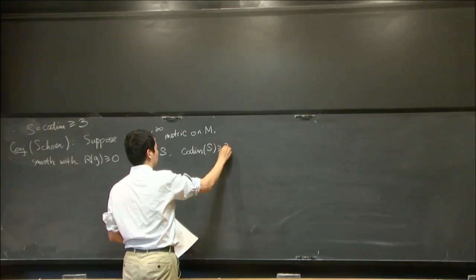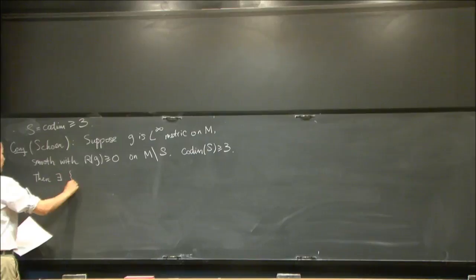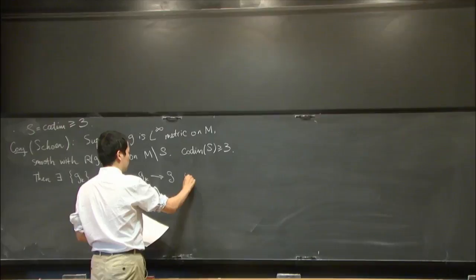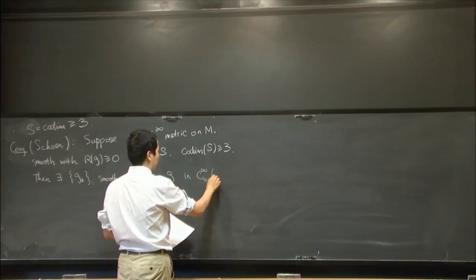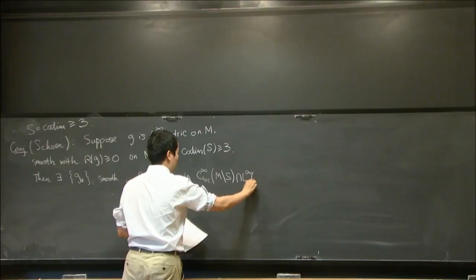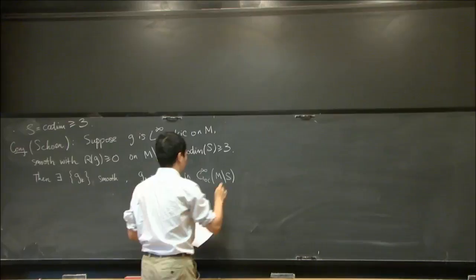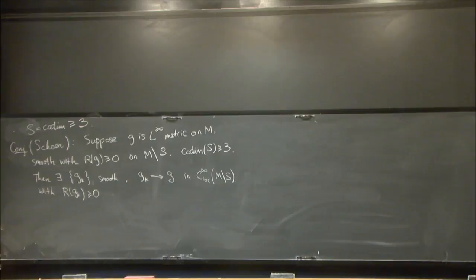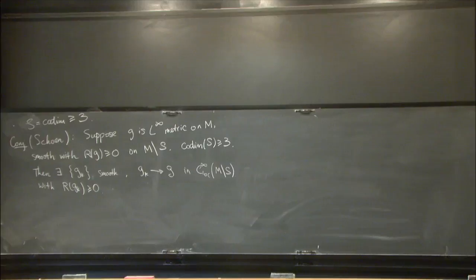Then there exists a sequence G_k such that the G_k are smooth metrics, and G_k converge to G in L infinity log on M minus S. Oh, well, this may not be true anymore. Yeah. So it's L infinity log on M minus S, and with R of G_k non-negative. So this is unconditional now, right? It's unconditional. There's no geometric condition.